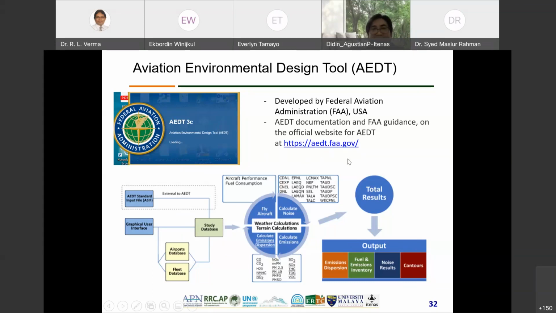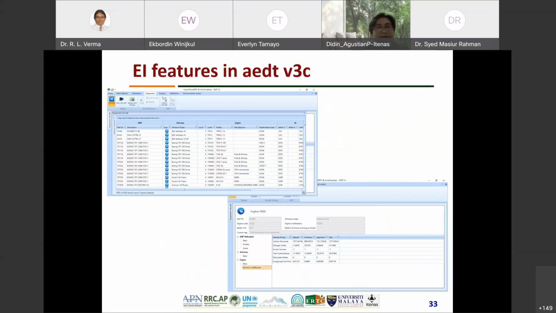The algorithm was taken from AERMOD, the well-known dispersion model from US EPA. So at the same time, the model will produce the emissions and dispersions, as well as the fuel and emission inventory, also the noise contours for the aircraft activity. So these are some features in these models.